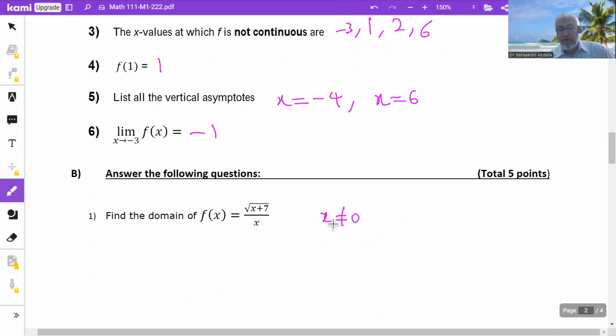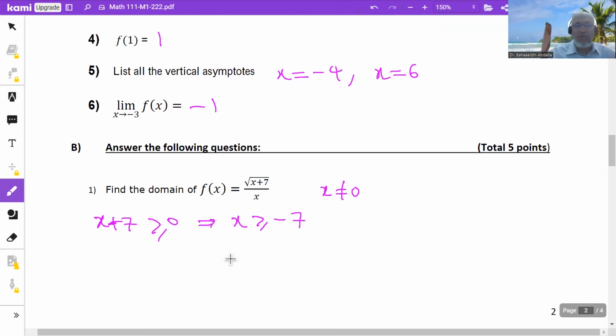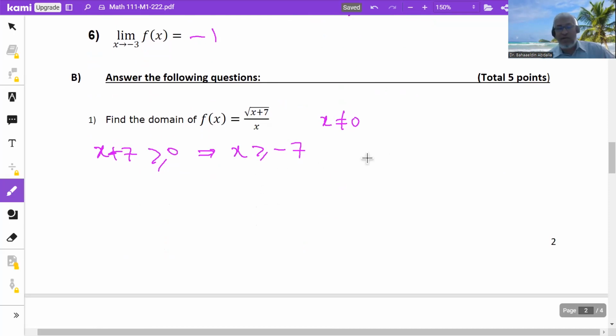I have to exclude this value from the domain. Also, there is a square root. What do we know about square root? We know that x plus 7, which is inside the square root, has to be a positive number. It can't be a negative number. Okay? So x plus 7 has to be greater than or equal to 0. If you take 7 to the other side, it would be -7. So this is the interval.